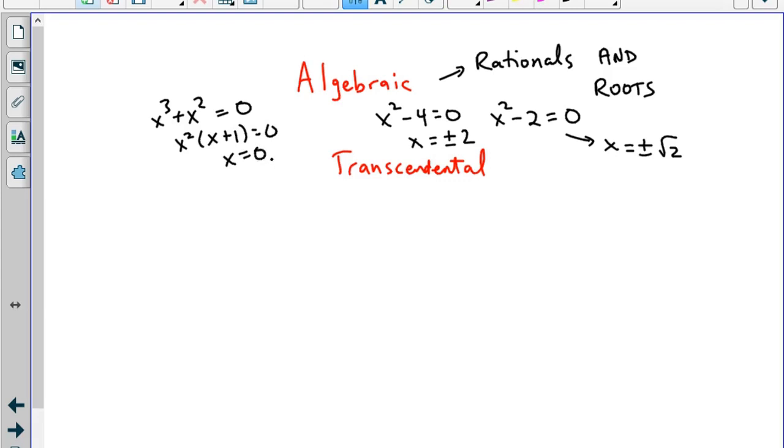So x equals 0, x equals -1 are answers to that. Those are algebraic numbers. Transcendental numbers are all other real numbers.